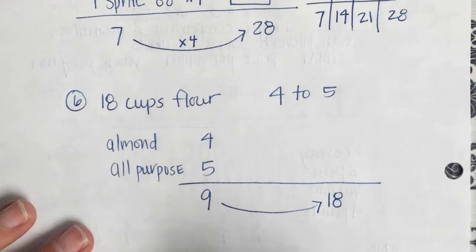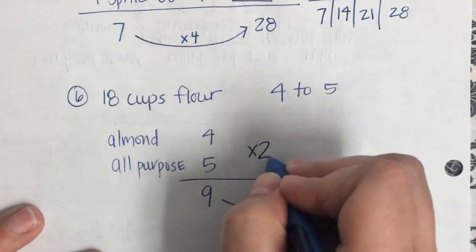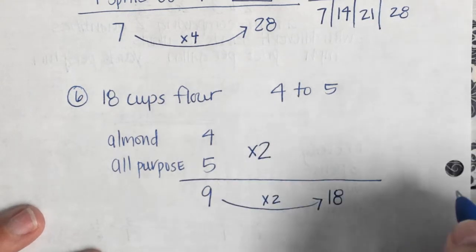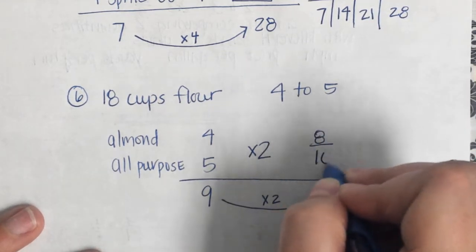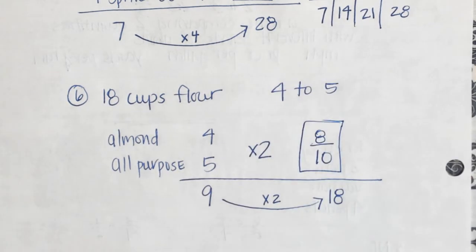So how do I go from 9 to 18? Multiply by 2. Okay. So I have to do the same thing up here. So what's my new ratio? 8 and 10. Does that equal 18? There you go. That's your new ratio. So for every 4 cups of almond flour, you have to have 5 cups of all-purpose. Okay?